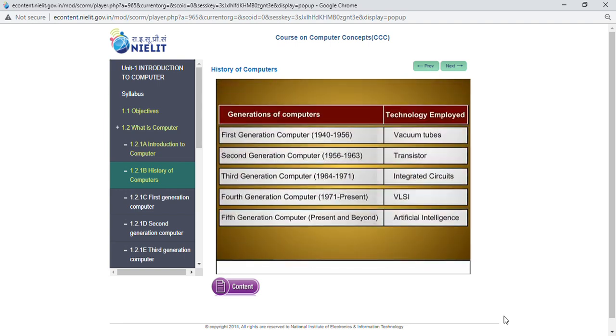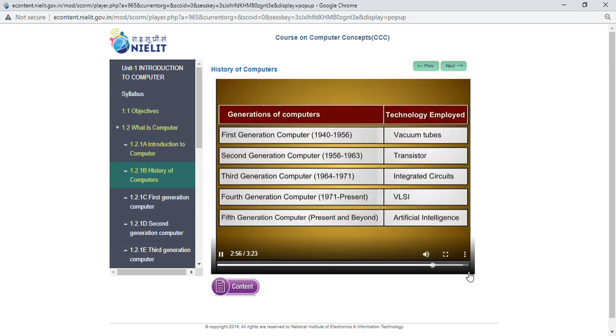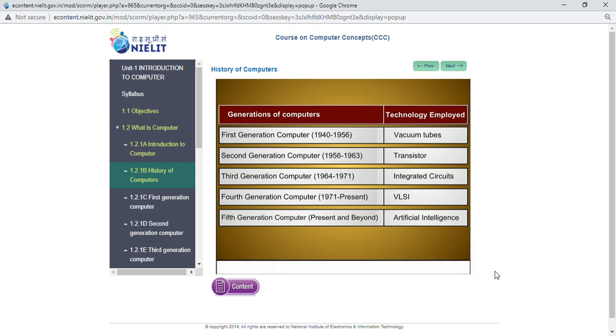Generations of computers, technology employed. First generation computer, 1940 to 1956, vacuum tubes. Second generation computers, 1956 to 1963, transistor. Third generation computer, 1964 to 1971, integrated circuits. Fourth generation computer, 1971 to present, VLSI. Fifth generation computer, present and beyond, artificial intelligence.